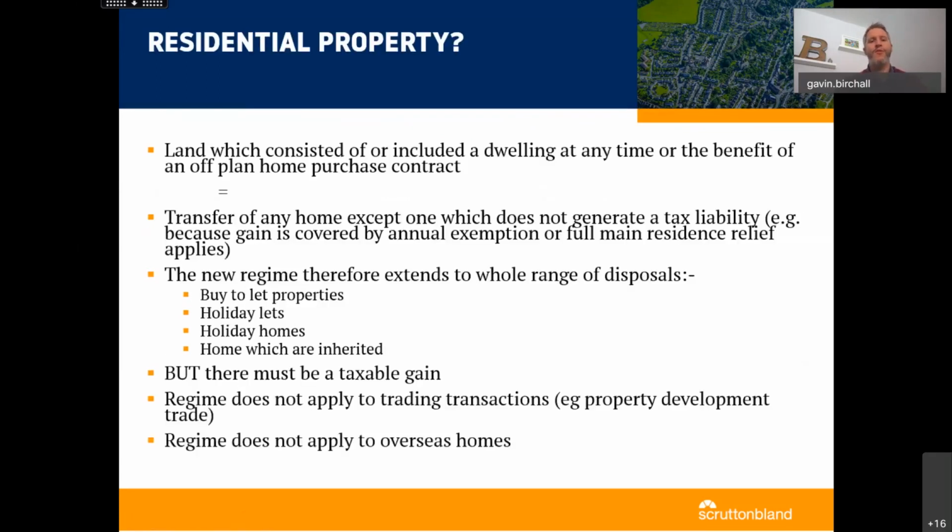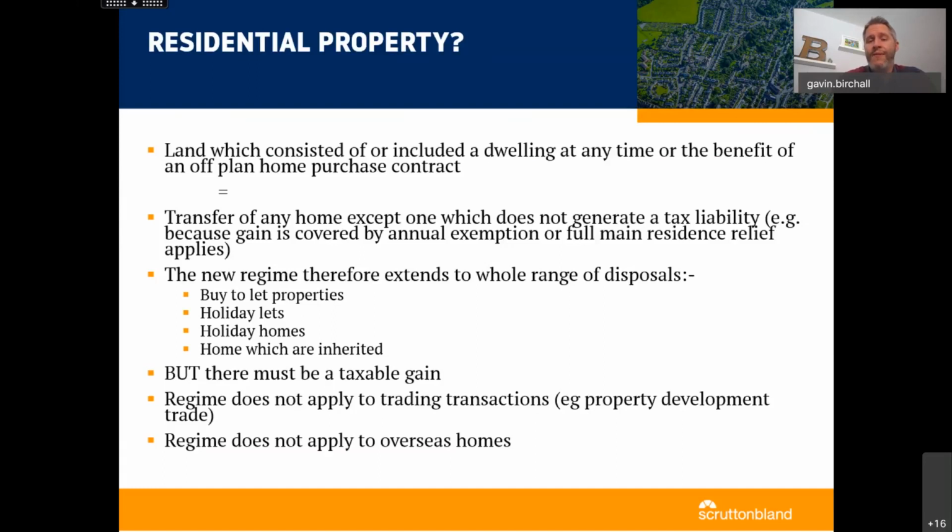So when we talk about residential property, what we mean is land which has consisted of or included a dwelling at any time, but it also applies to where you've got the benefit of an off-plan purchase contract. So the key thing is there usually has to be a dwelling. And what we mean by that, it's either used as a dwelling or suitable for use as a dwelling.